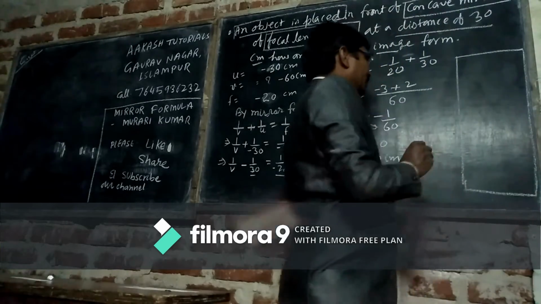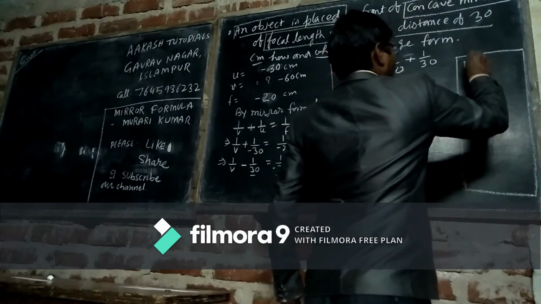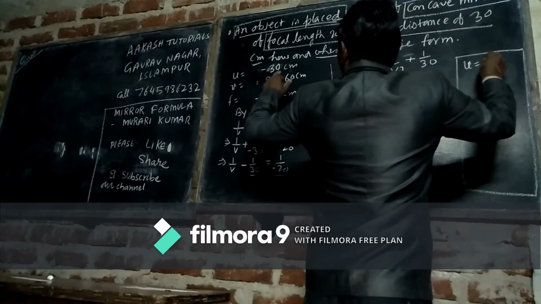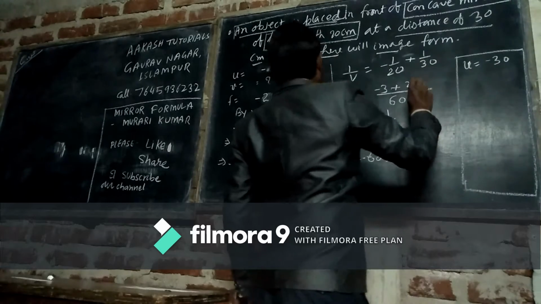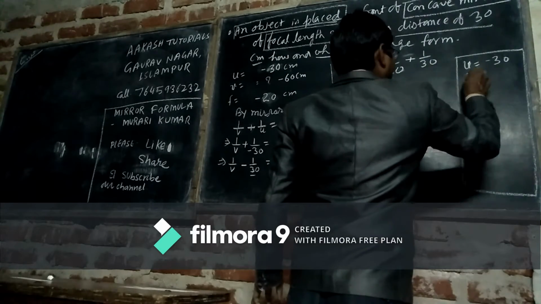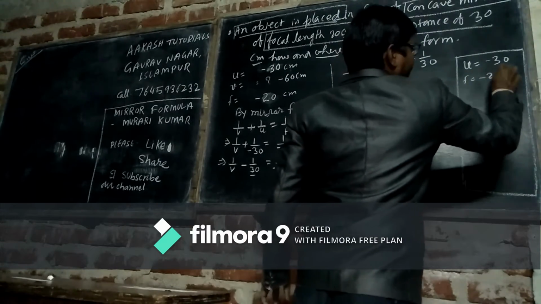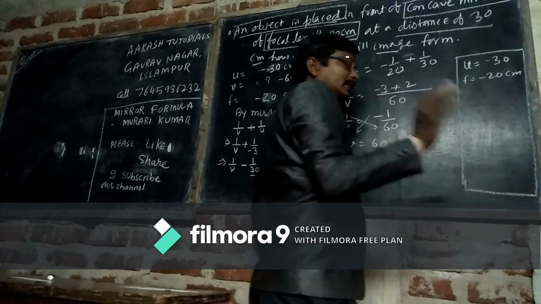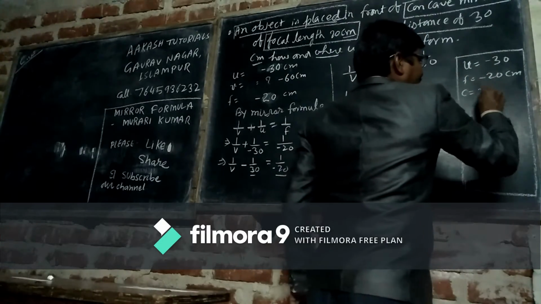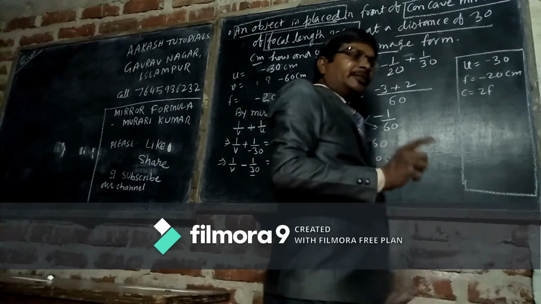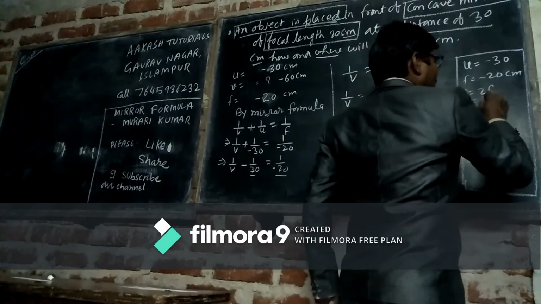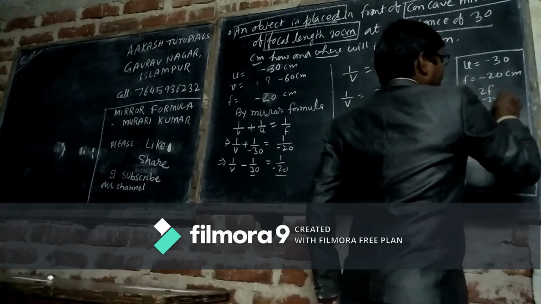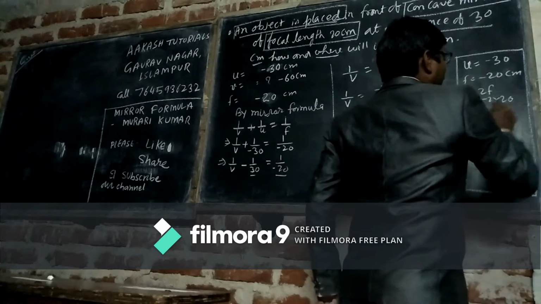Now, do a simple calculation. Whatever we have been given: u is equal to minus 30 centimeter. Forget the sign. F is minus 20 centimeter. And C will be 2F. The center of curvature will be twice the focal length. So C is equal to 2F, that is minus 2 into 20. C is equal to 40 centimeter.